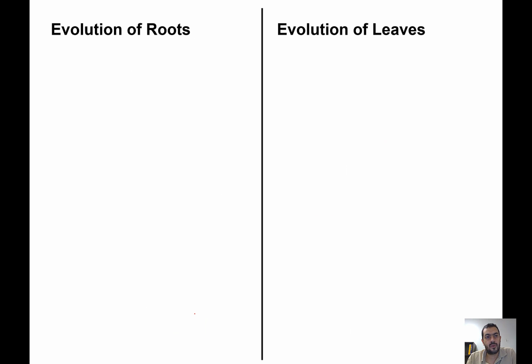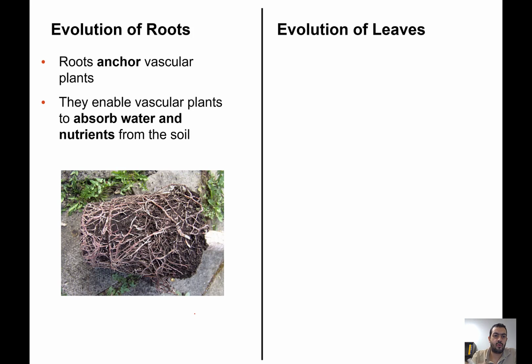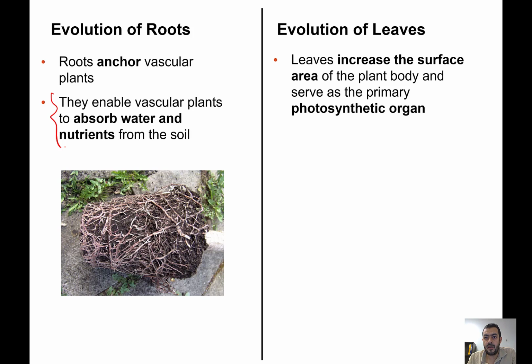So we said that this also led to the development of specialized organs, the roots and the leaves. The roots anchor the vascular plants, as well as help in the absorption of water and nutrients. And that is one difference between a true root and a rhizoid, which we discussed in the mosses. Then leaves, as you know, increase the surface area, and are the main part for conducting photosynthesis.